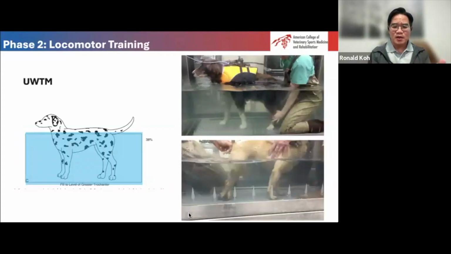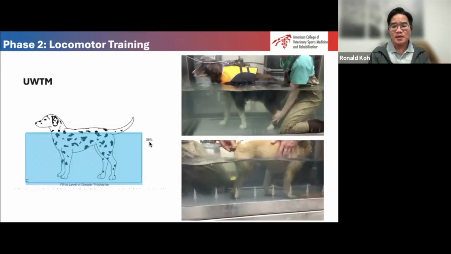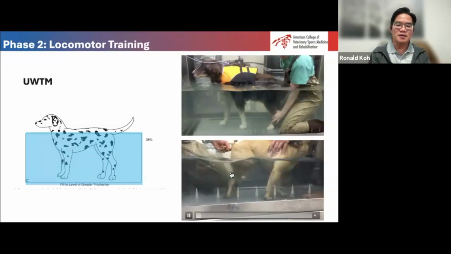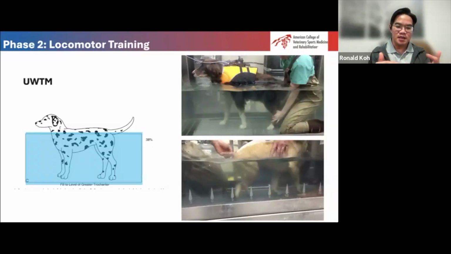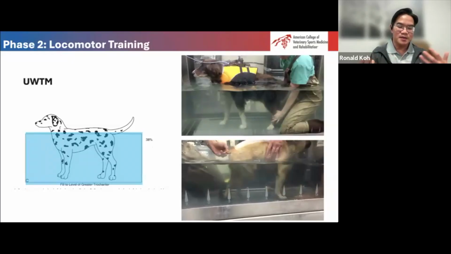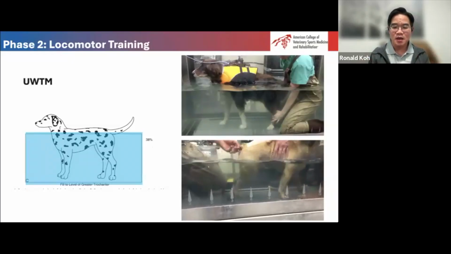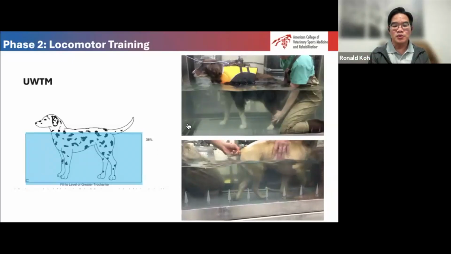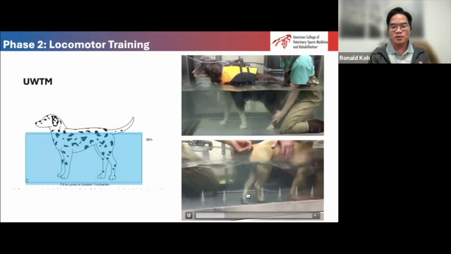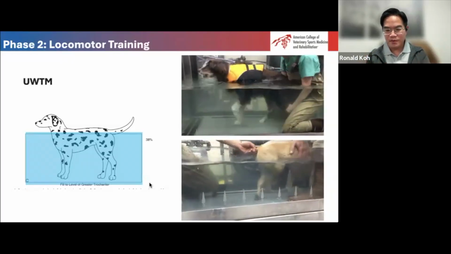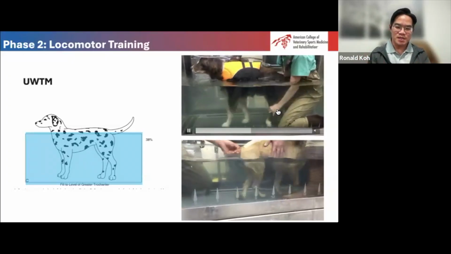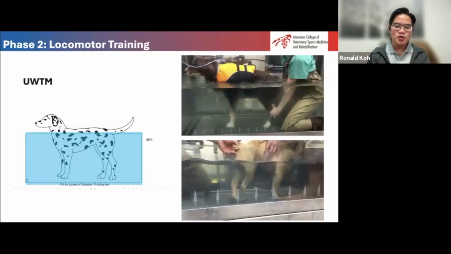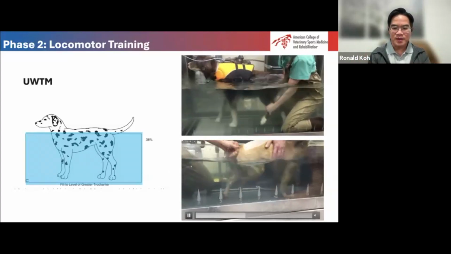The underwater treadmill is another option where you can do gait patterning, right? The water floats them, especially when the water level is at the hip joint or the shoulder joint. It takes up about 60% of the body weight. You can stimulate the tail to help stimulate them to take steps, or you can go down there and use your hands to do the stepping.